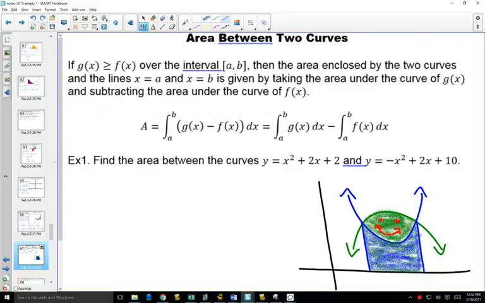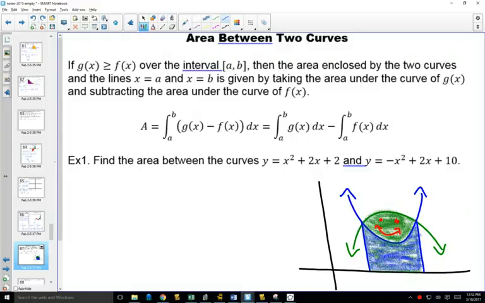And that's what this is talking about. If you want to find the area in between two curves, find out where they intersect. And then if you do the area of the one above minus the area of the one below, you'll get the area in between the curves.